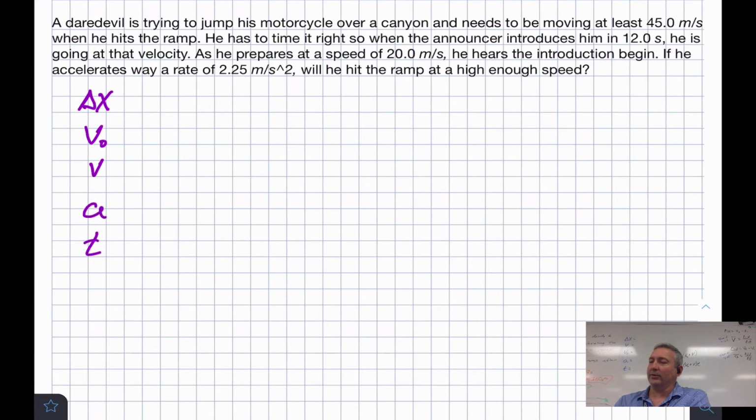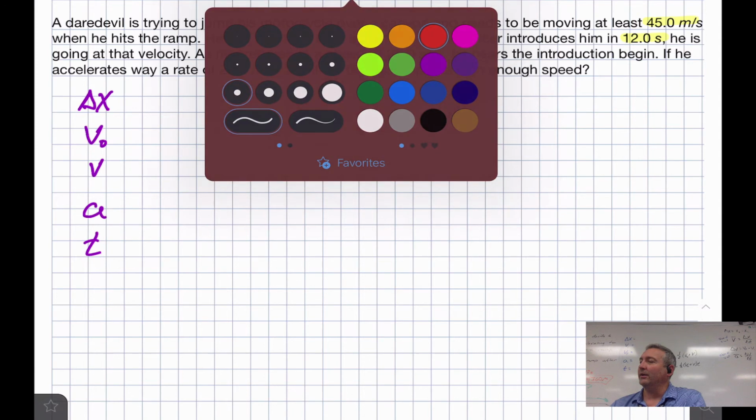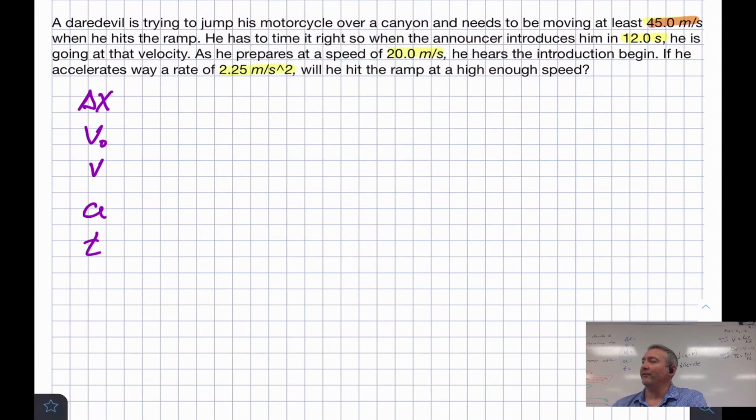So here are my variables. I always write out all 5 variables. And then I go through and look and see, what do I have? Well, I have the 45 meters per second. I have the 12 seconds. I have the 20 meters per second, and I have the 2.25 meters per second squared. But be careful. One of these is not part of the problem. And the one that's not part of the problem is this one, the 45 meters per second. That does not describe his motion. That describes what he needs to do.